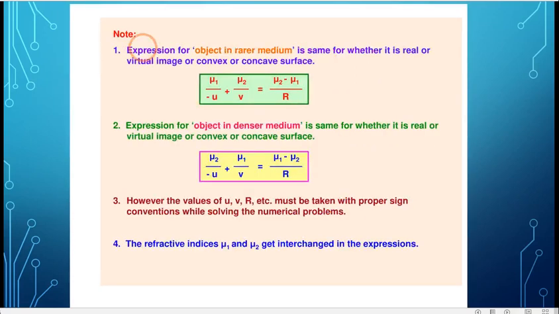The expression for an object in the rarer medium is the same whether it is a real or virtual image, or a convex or concave surface. As we just saw, the equations of both were the same. The given value is over here.